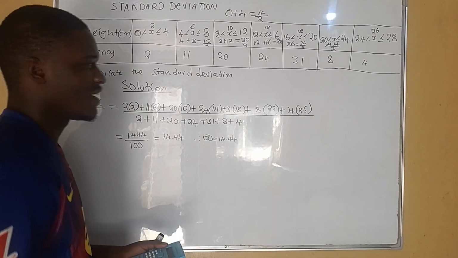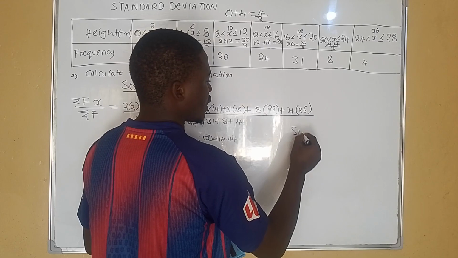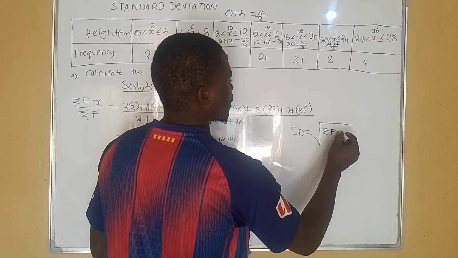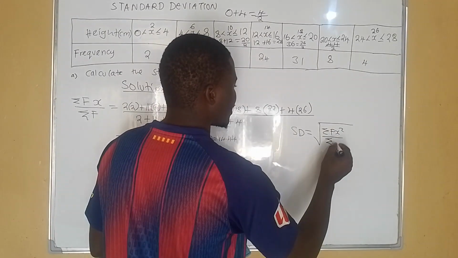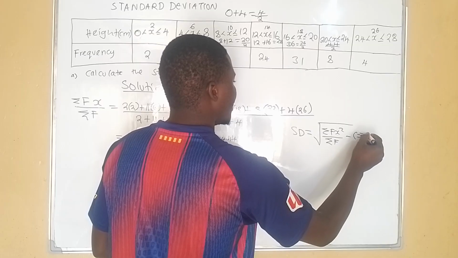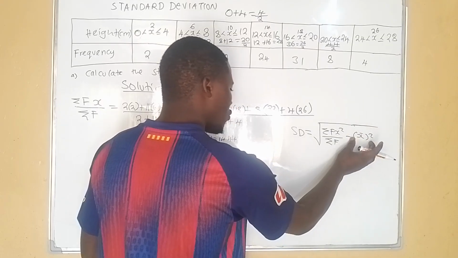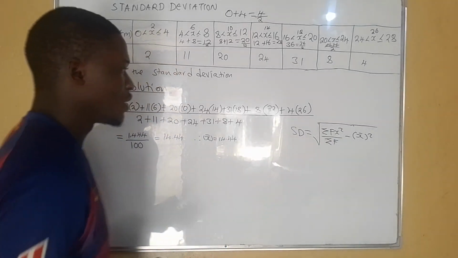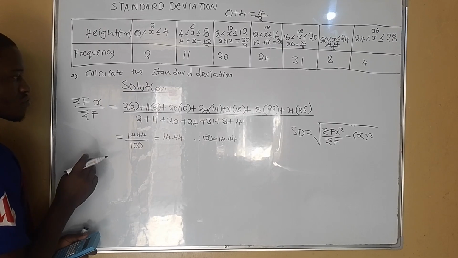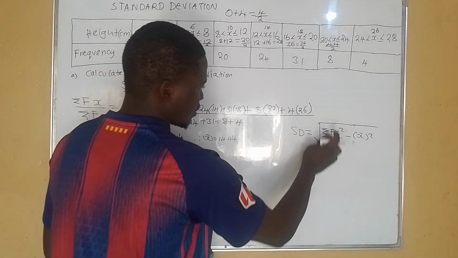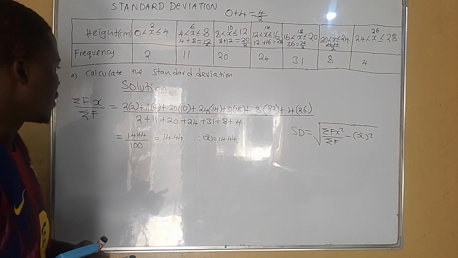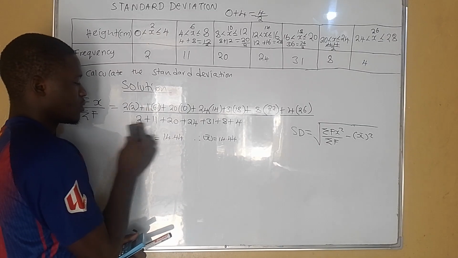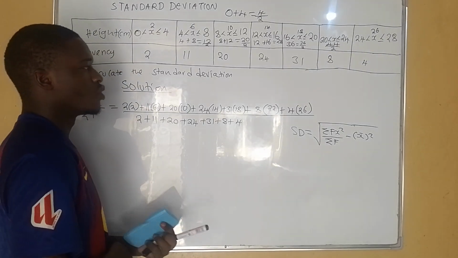So remember, we are using this formula where standard deviation is equal to the root of the sum of f(x) squared over the sum of f, minus the mean squared. Okay? So we found the mean. What we are remaining with in that formula is to find this. So I'm going to use the same one here so that I don't waste much of the time.